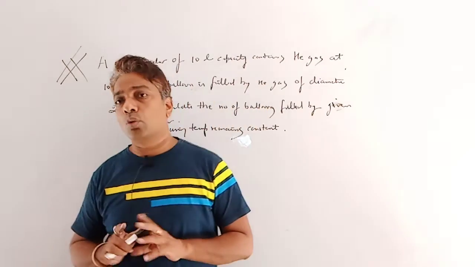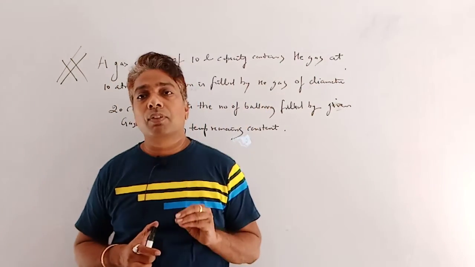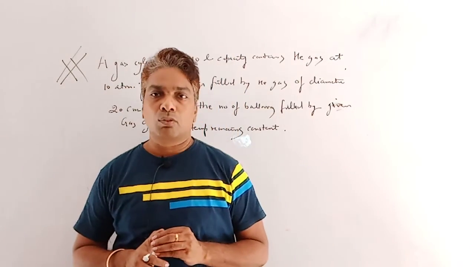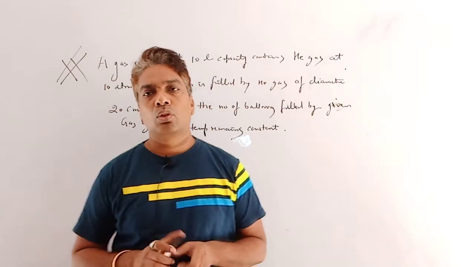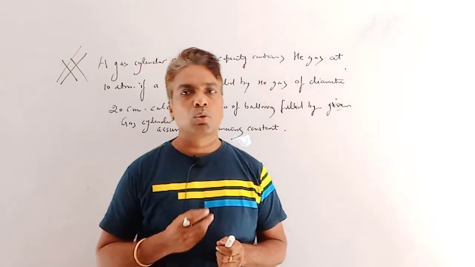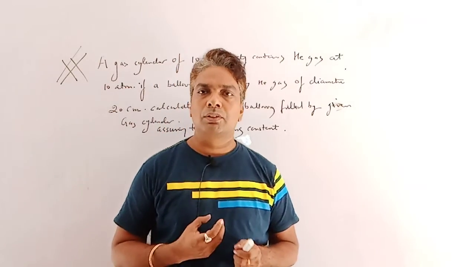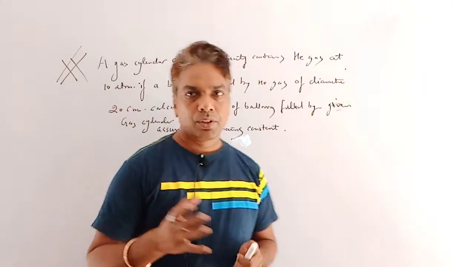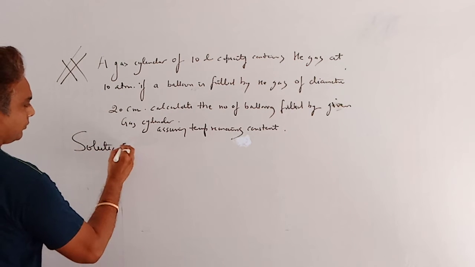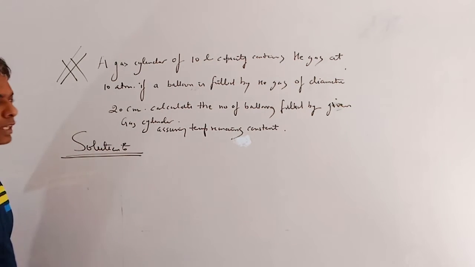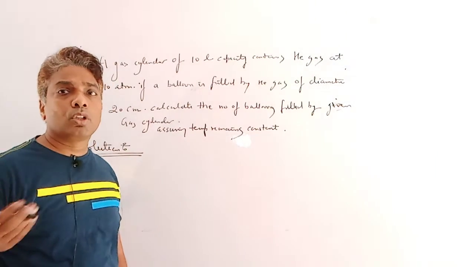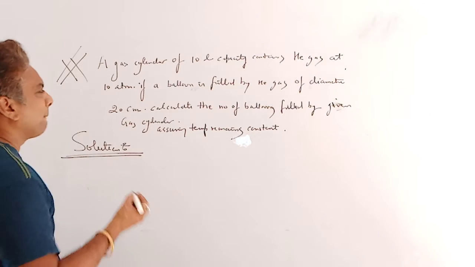Now it is the total volume of the gas, and with the help of the diameter of the balloon we can easily calculate the volume of one balloon. So the total volume of the gas divided by the volume of one balloon gives the total number of balloons filled by the given cylinder. Is it clear? So solution. Firstly calculate, when gas is leaked from the cylinder to the atmosphere, how much volume it occupies.